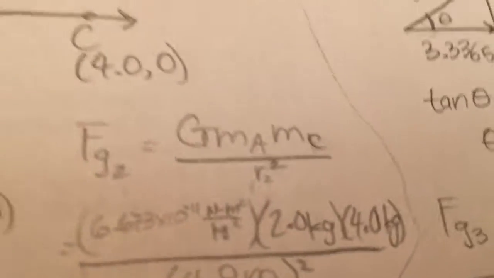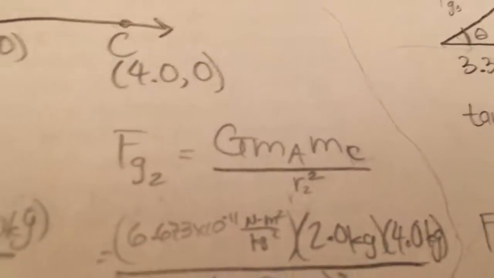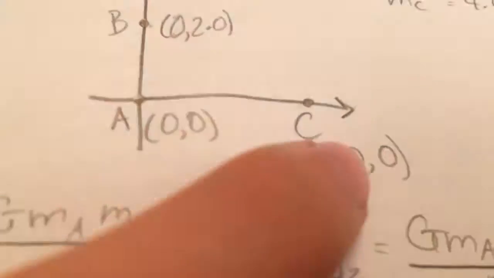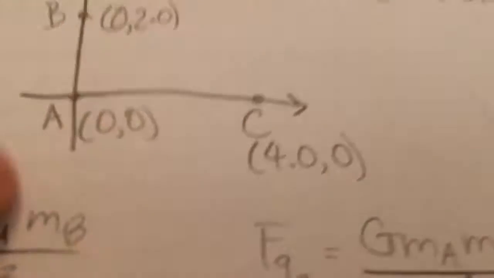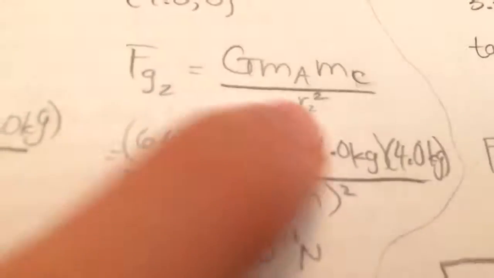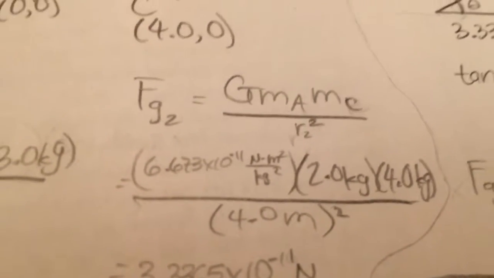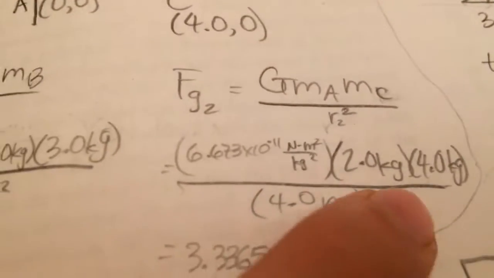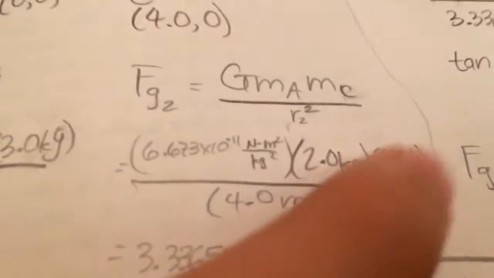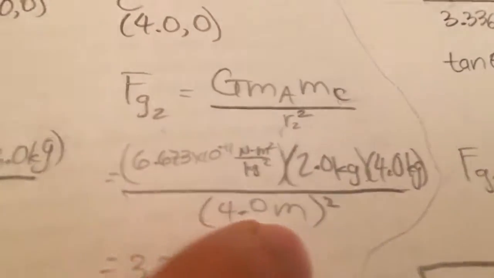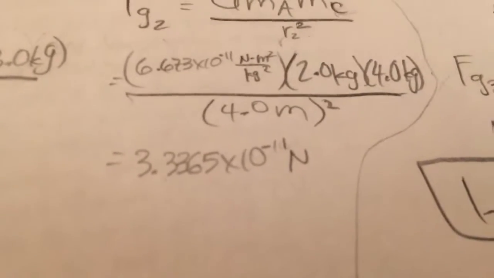And now for the second one, we're going to do the second gravitational force, and that's the gravitational force between point C and point A. So here is our setup. We get 6.673 times 10 to the negative 11th. Same story here. We're just multiplying instead with the mass at point C, and the distance is larger with 4.0 meters instead of 2. And then we get a different answer. It's a little smaller.